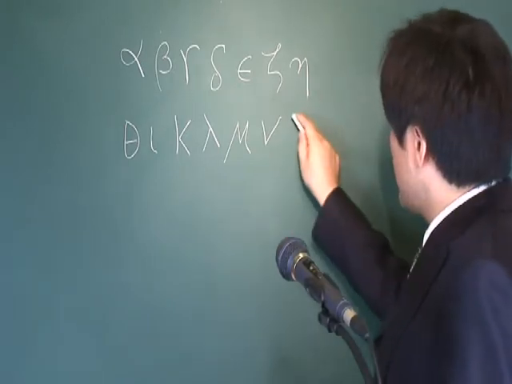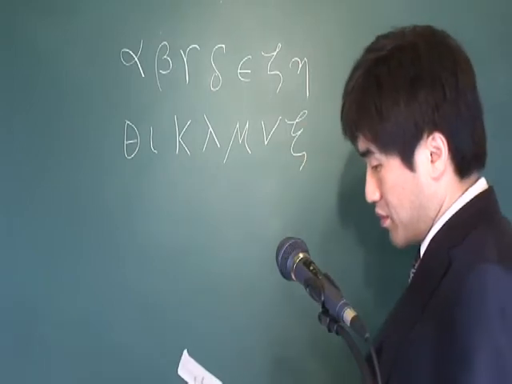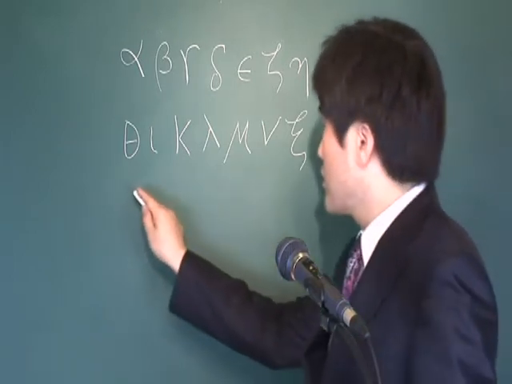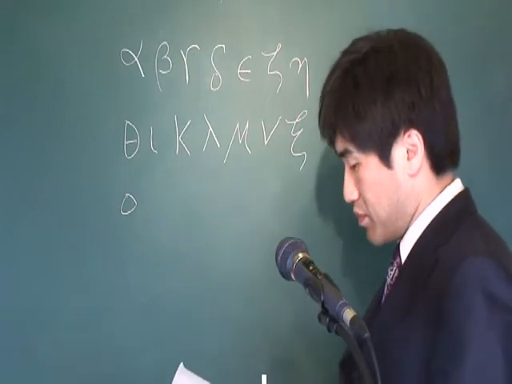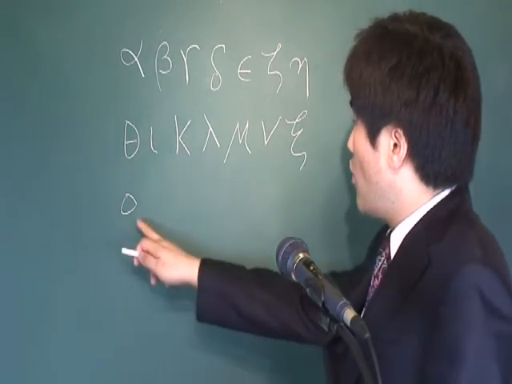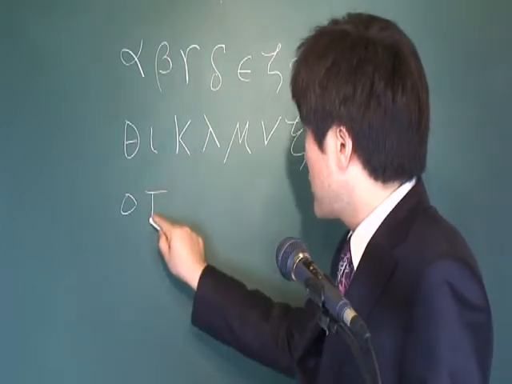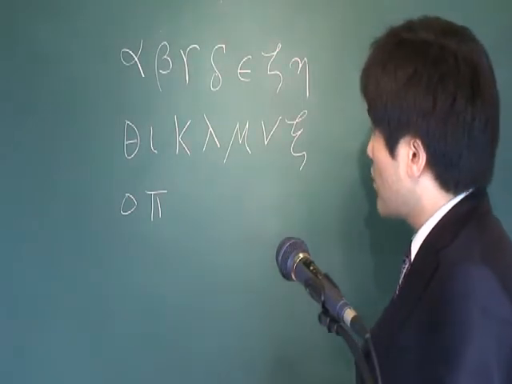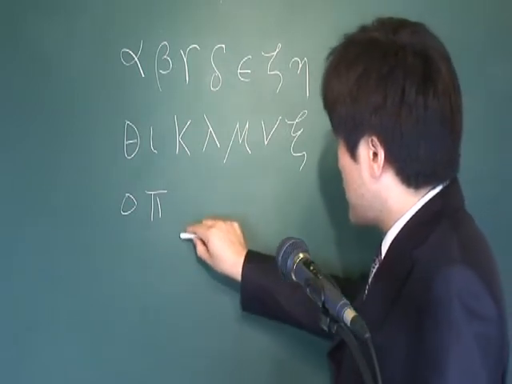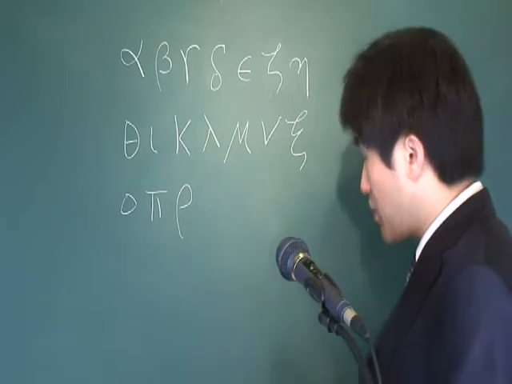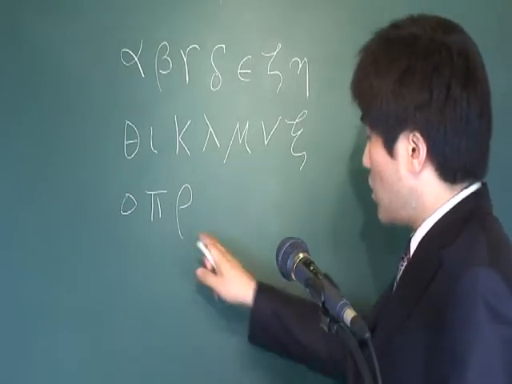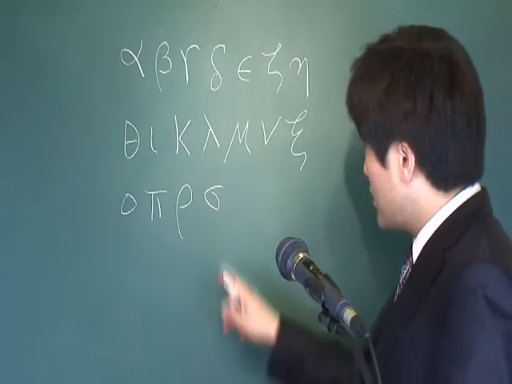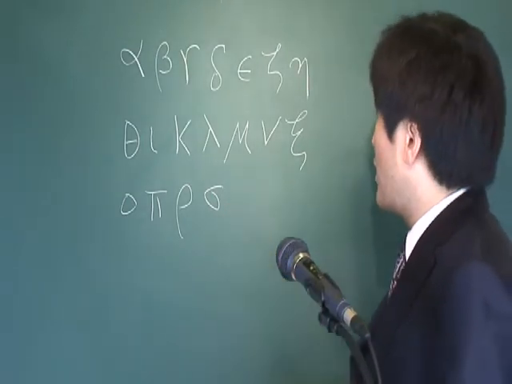Let's read it one more time. Alpha, beta, gamma, delta, epsilon, zeta, eta, theta, iota, kappa, lambda, mu, nu, xi, omicron, pi, rho, sigma, tau, upsilon, phi, chi, psi, omega.